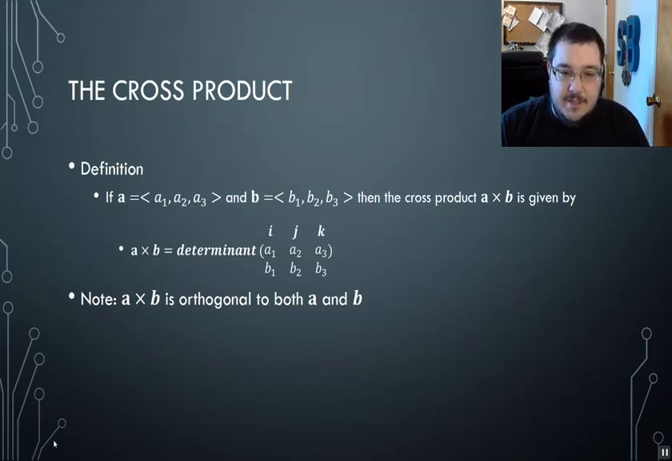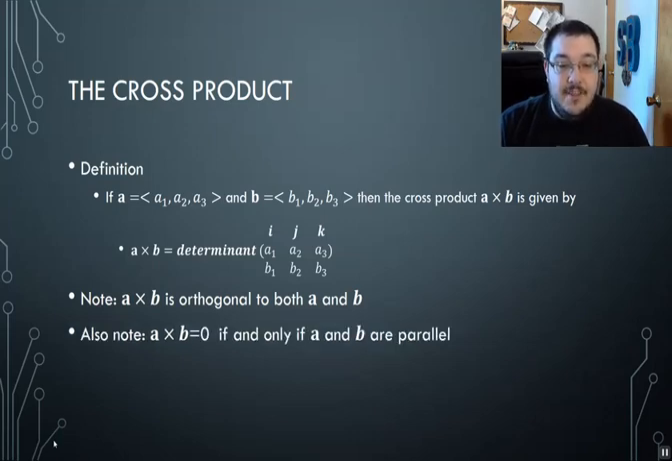Now, here's another situation. A cross B is orthogonal to both A and B. So A cross B is going to give you another vector, whereas the dot product was only going to give you a scalar value. And this new vector you're getting from here is orthogonal to both of the previous vectors you had. Now, if this one comes out to 0, it means that A and B are parallel with each other. So in the previous situation, for the dot product, it only comes out to 0 if they're perpendicular. Here, they only come out to 0 if they are parallel.